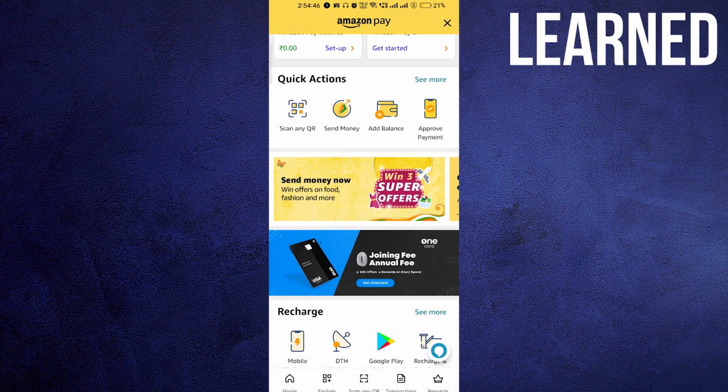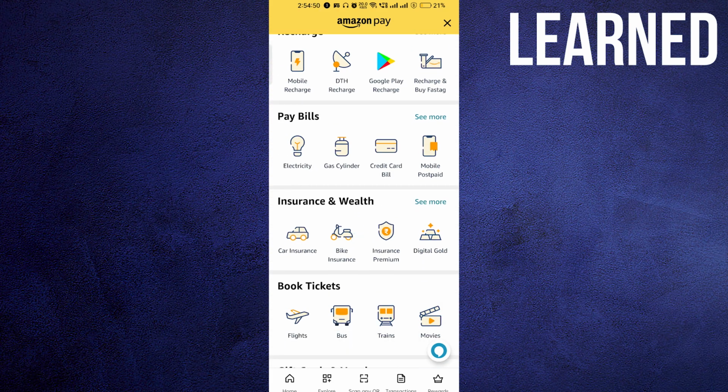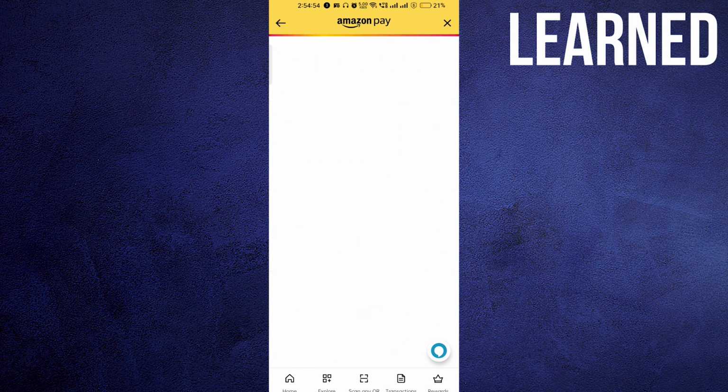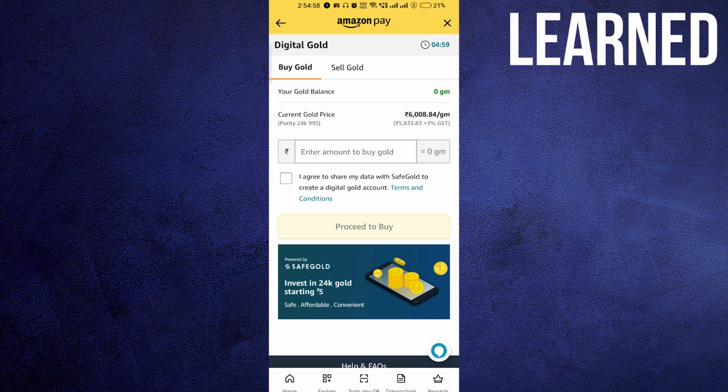Now if you want to transfer Amazon Pay balance to bank account, basically what you can do here, you get the only feature or the only option that is called digital gold. So you have to buy gold. So by using your Amazon Pay balance, you can buy the gold here.